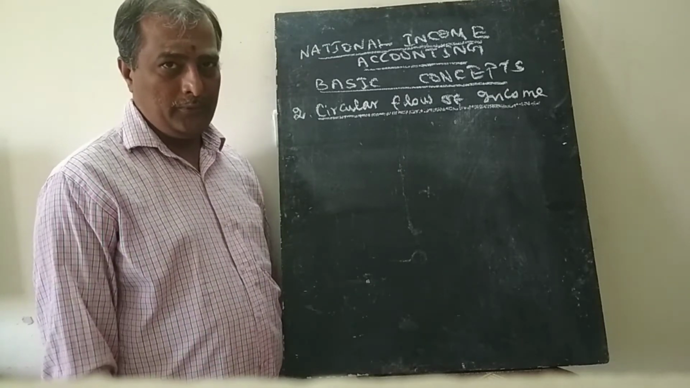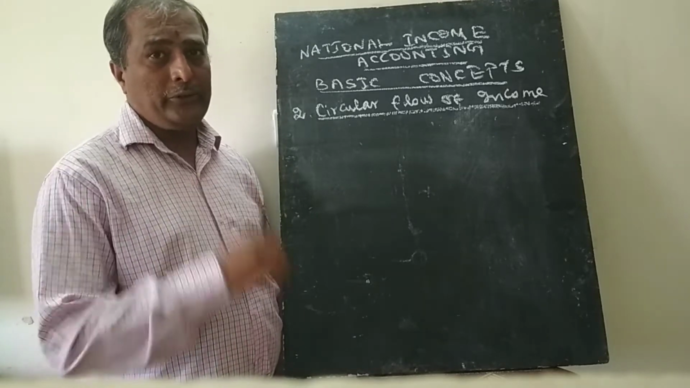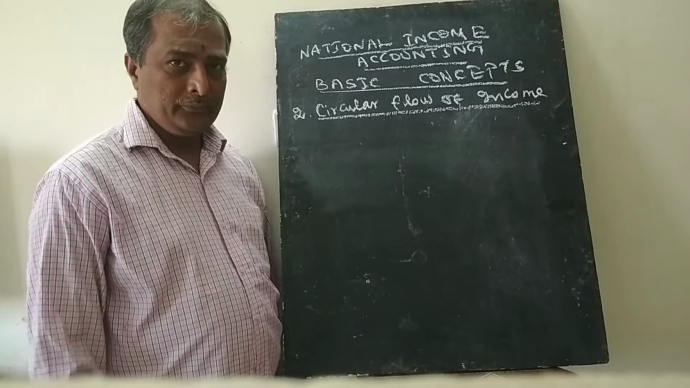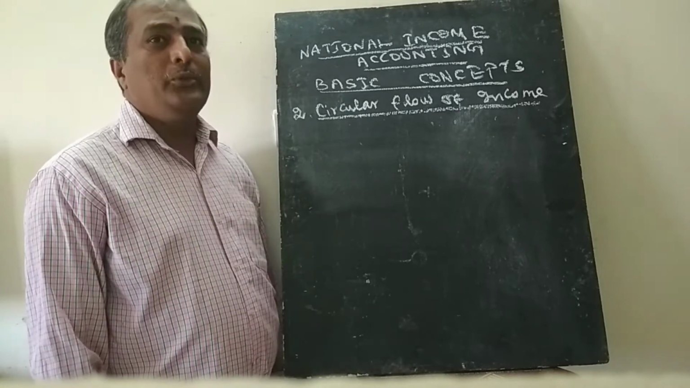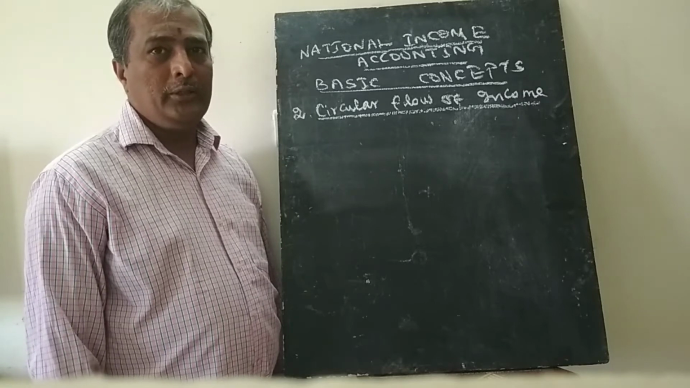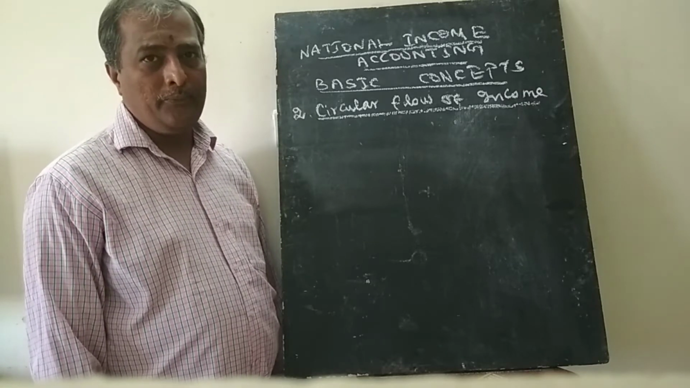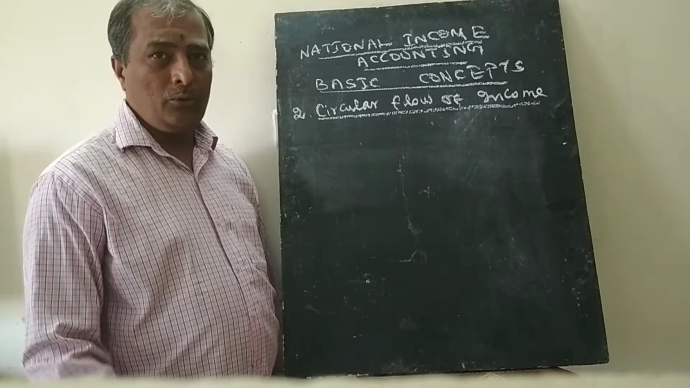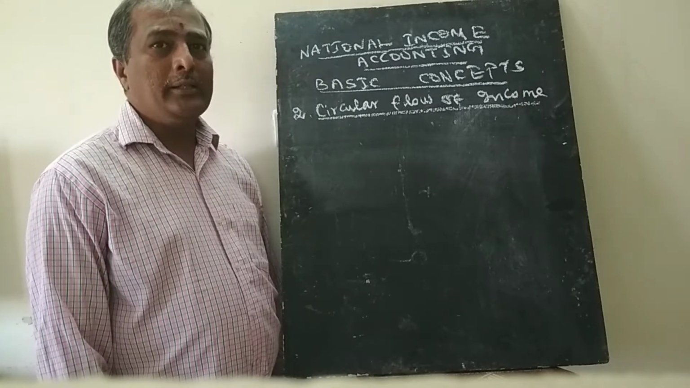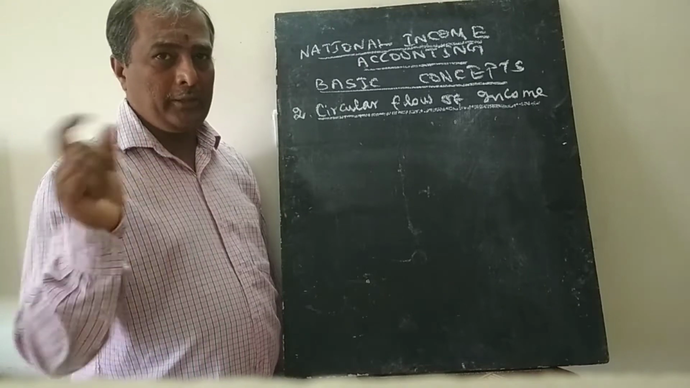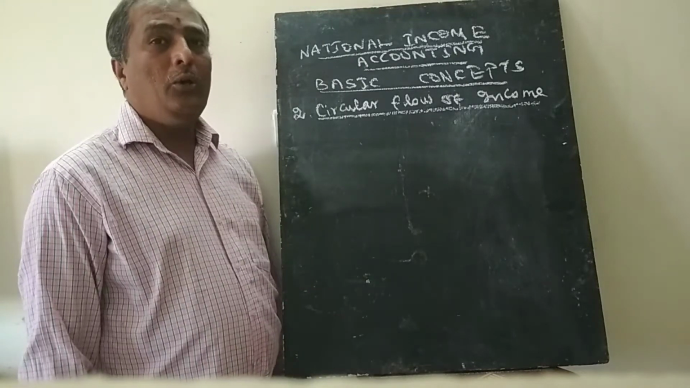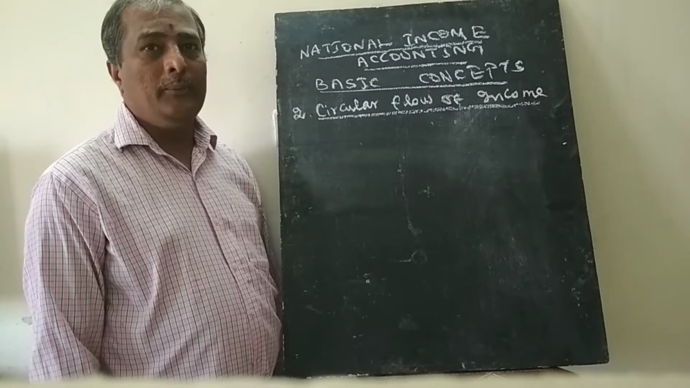Now the first question arises: how does income come? Is there any magical wand through which we get income? No. Income is associated with productive activities. Income can be obtained through so many sources, but for national income, we consider only the productive activities. That is the reason we would like to know how the circular flow of income functions in an economy.